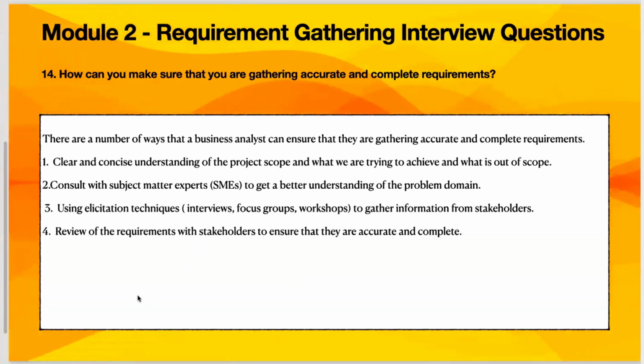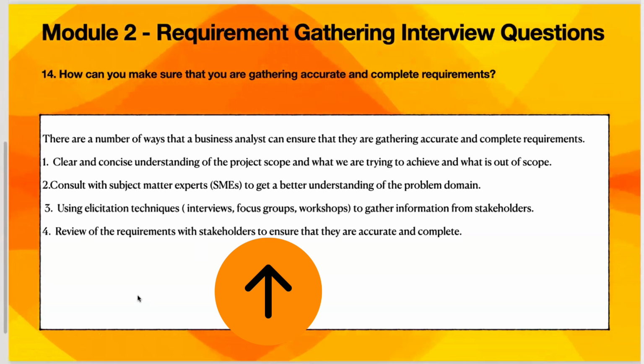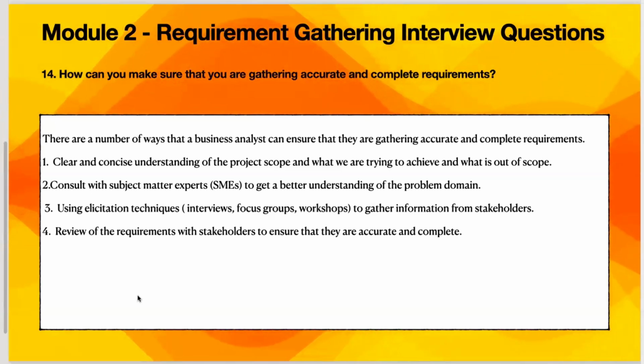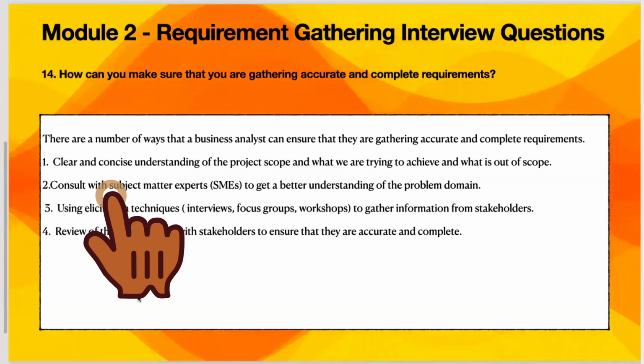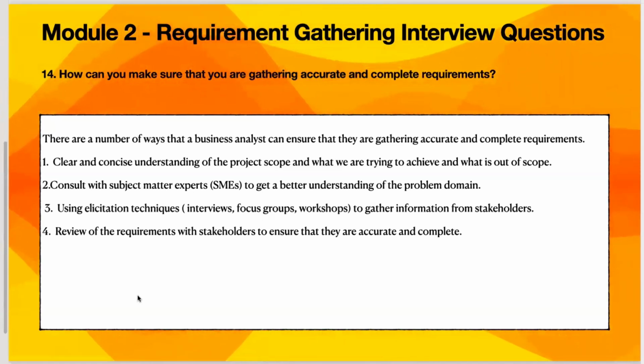The fourth question is, how can you make sure that whatever you gathered is accurate and complete? Whenever you're gathering requirements, in order to make sure that it is accurate and complete, first of all, you need to have a clear and concise understanding of the requirements. As a BA, you have to be very clear on the project scope and what you're trying to achieve, and what is in scope and out of scope. If you do not have a very clear understanding, then you can always go back to the stakeholders and make sure whatever doubts you have are cleared. You need to be very, very clear on the requirements, what we are trying to achieve.